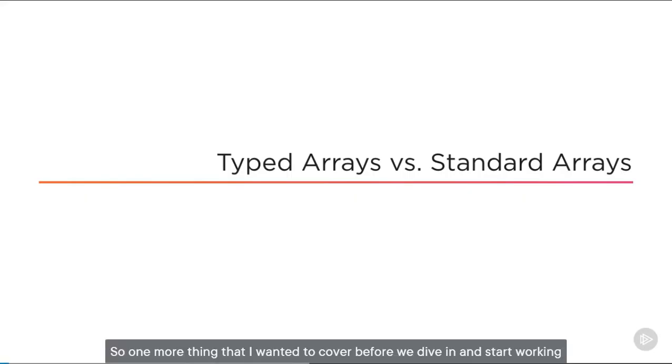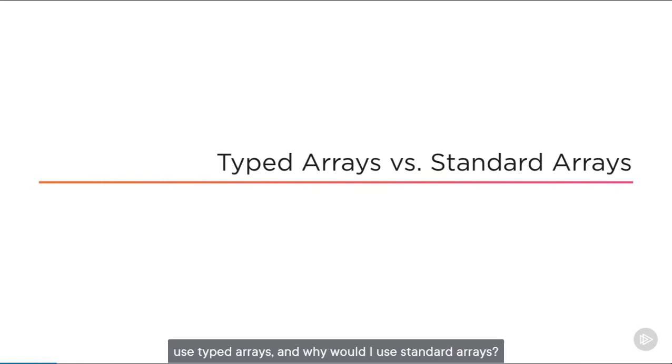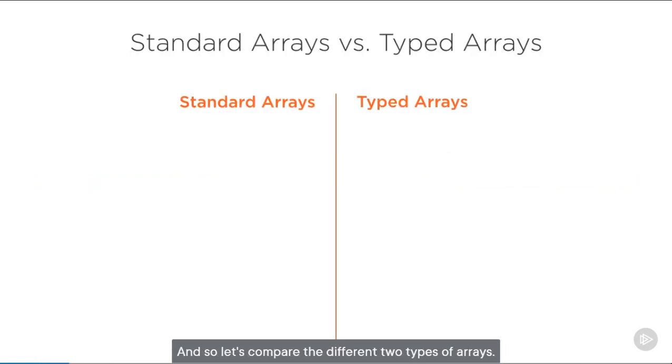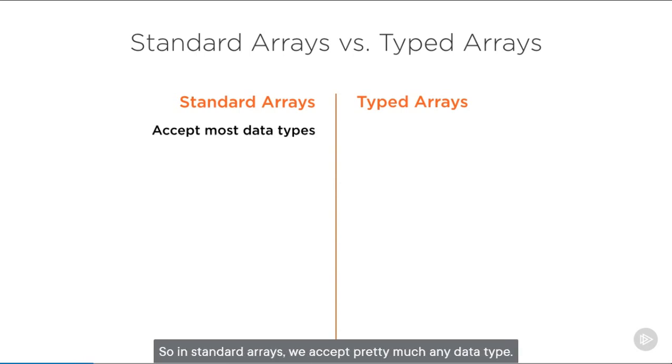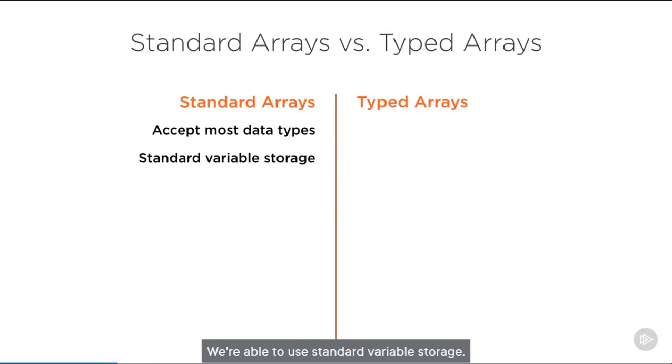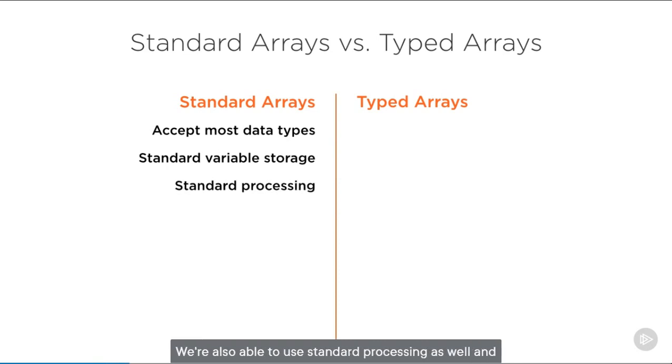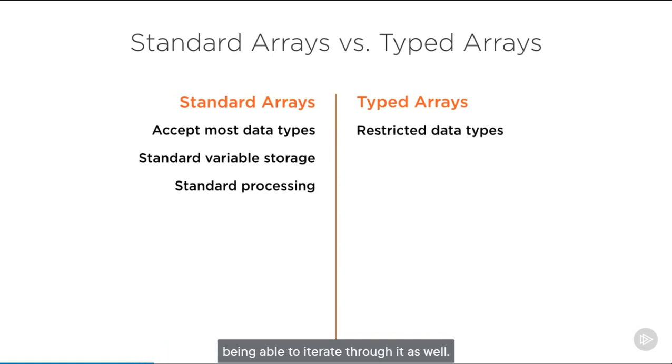So one more thing that I wanted to cover before we dive in and start working with these arrays is what are typed arrays versus standard arrays? Why would I use typed arrays and why would I use standard arrays? And so let's compare the two different types of arrays. So in standard arrays, we accept pretty much any data type. We're able to use standard variable storage. We're also able to use standard processing as well and being able to iterate through it as well.